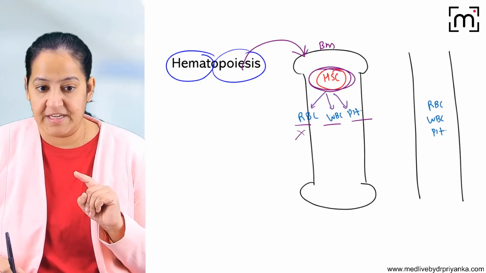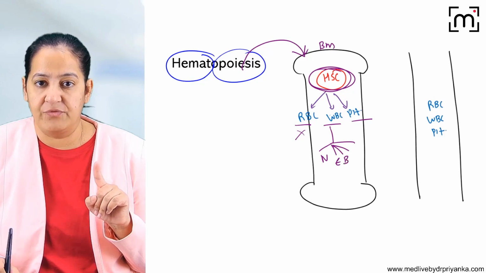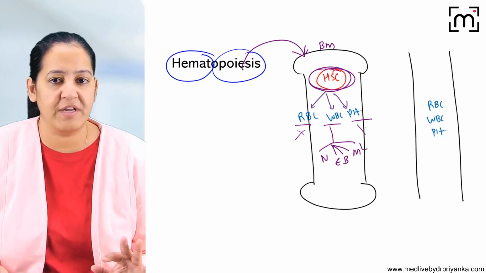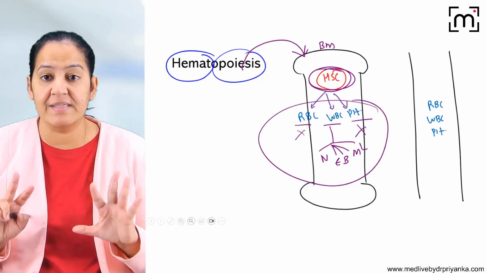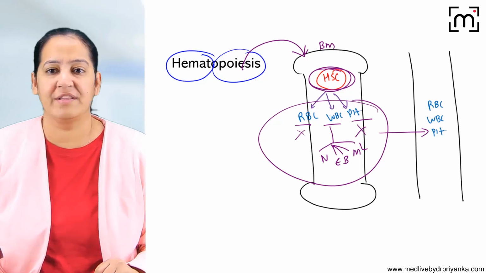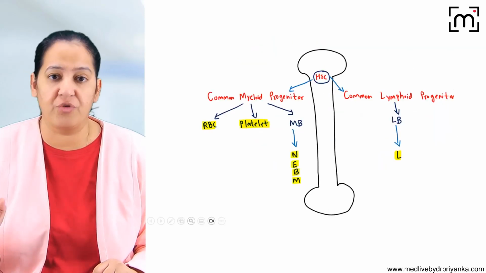RBC don't have any further type. WBCs are of 5 types: neutrophil, eosinophil, basophil, which are the granulocytes, and monocyte and lymphocyte, which are the agranulocytes. And platelet don't have any further type. So total RBC, platelet, and the 5 types of WBC, total 7 cells are formed from the hematopoietic stem cell. After becoming mature, they move into the peripheral blood. Precursors don't go in the blood. In the blood, the mature forms are going.